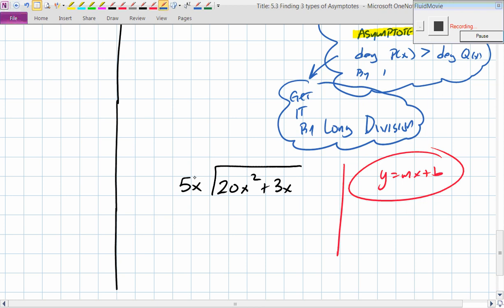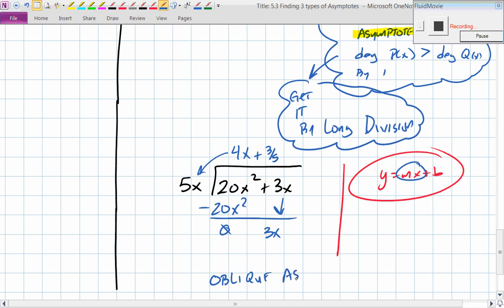Do it with me. How many times does 5x go into 20x squared? 4x. Look, there's the mx part. So 4x times 5x is 20x squared. We're going to subtract this stuff. 0 by design. Bring down the 3x. How many times does 5x go into 3x? Yes, 3/5 times. And you're done. Therefore, the oblique asymptote is y equals 4x plus 3/5. That was nice, huh?